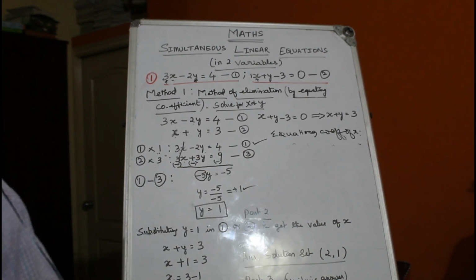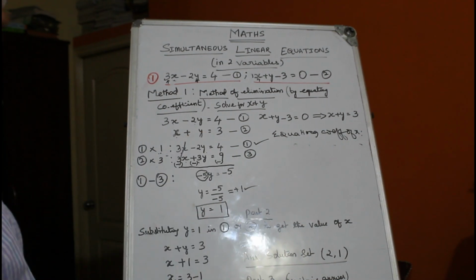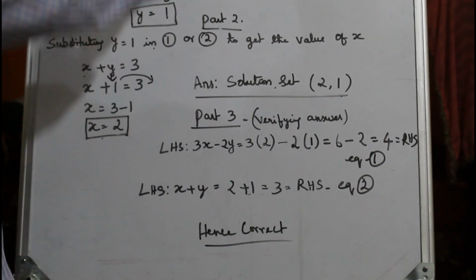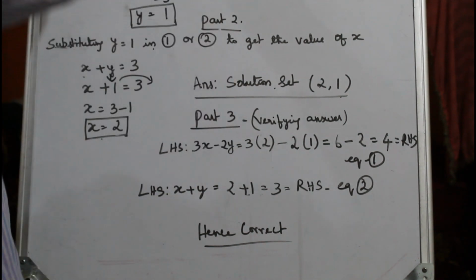So there are two unknowns, x and y. One of them we got by eliminating x. That's why it's called the elimination method. So we got the value y equal to 1. Out of two variables, one variable we got, y. The next variable is x.